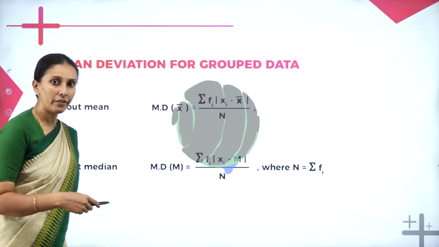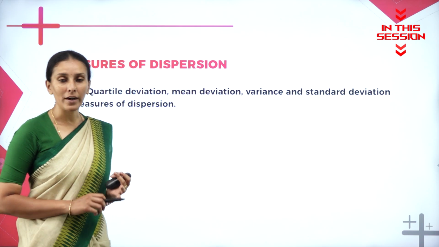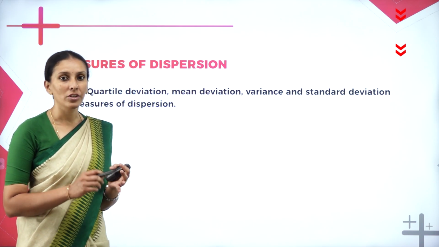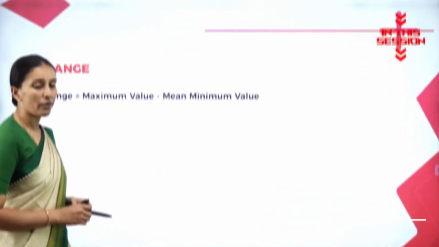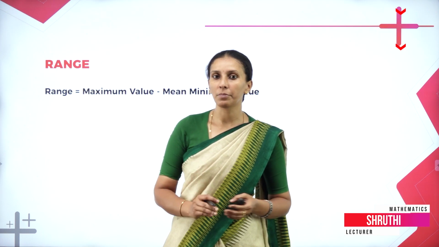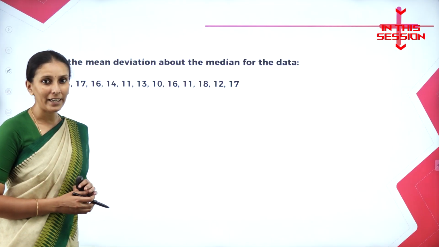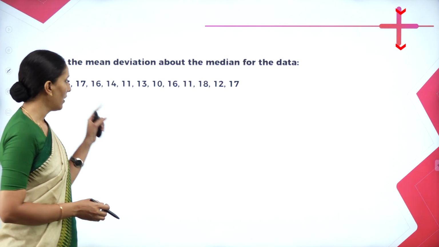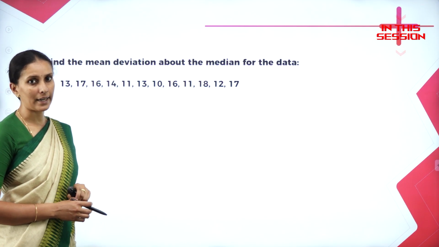So when you add the frequency, you will get the total number of observations. Range, quartile deviation, mean deviation and standard deviation are the 4 types of measures of dispersion. So whenever we have a set of observations, range is always the difference between the maximum and the minimum value. We know the condition that to find the median, the data should be arranged in ascending order or descending order.